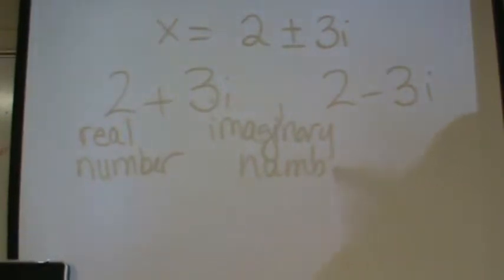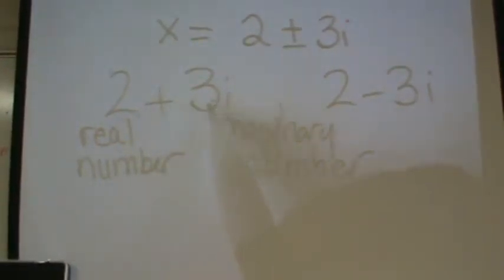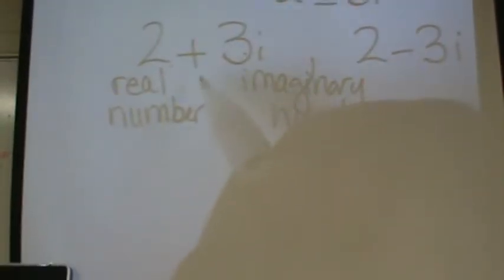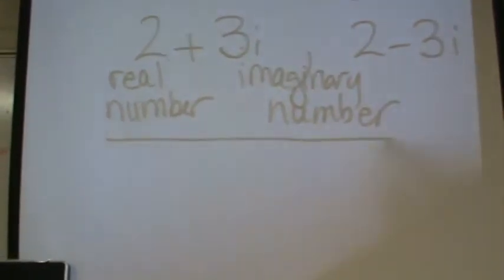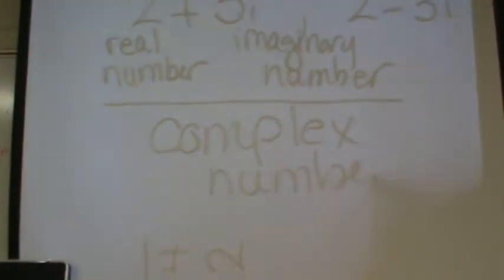Yes or no? Yes. So 2 is a real number and the 3i is an imaginary number. Same with this. The 2 is a real number and the negative 3i is an imaginary number. When you take a real number and mix an imaginary number with it, we call this a complex number. A complex number is a number that's real plus imaginary.